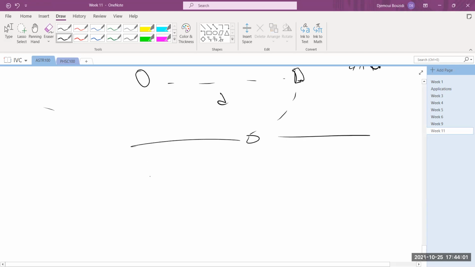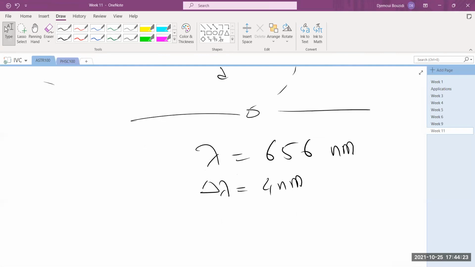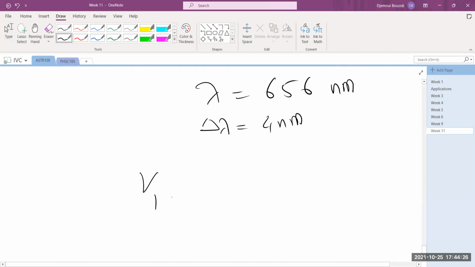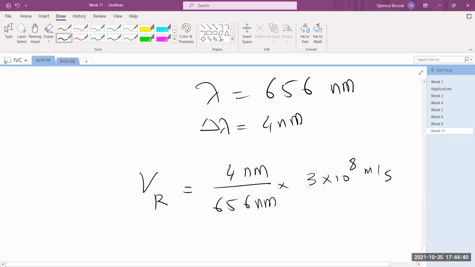Let's say the red, according to my notes for the spectrum, is 656 nanometers. But I'm saying delta lambda is about 4 nanometers. This is an example. We're trying to find how far this galaxy is moving away from us. So we can find delta lambda, which is 4 nanometers, divided by lambda, which is 656 nanometers, and multiplied by the speed of light, which is 3 times 10 to the power 8 meters per second.